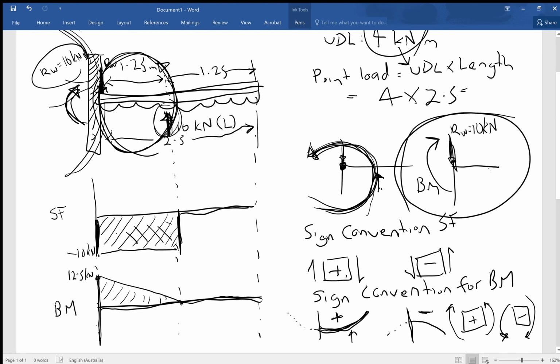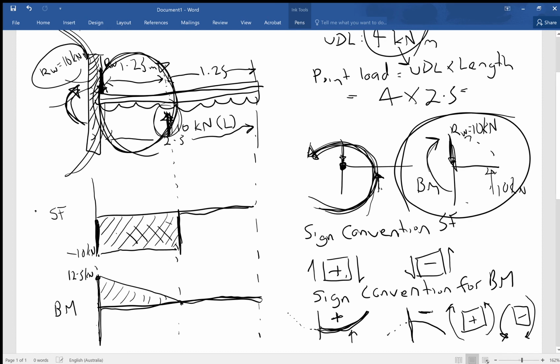This counteracts our 10 kilonewtons of lift. So our reaction at the wall is down, and now this is counteracting the fact that the beam wants to go in that direction. Okay, so transfer your force to the wall to find its reaction. Make sure your bending moment's counteracting the direction that the force is wanting to make the beam go in. And then follow your forces for your shear force diagram.